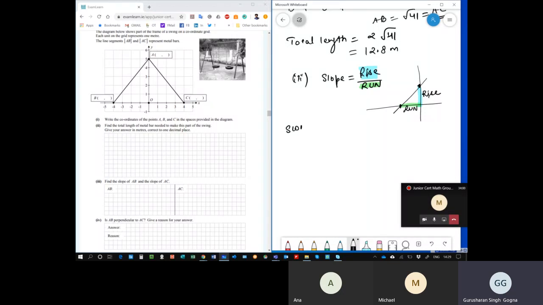So let us find out the slope of AB. Now you already know that slope of AB means, what's the rise in this case? 5.